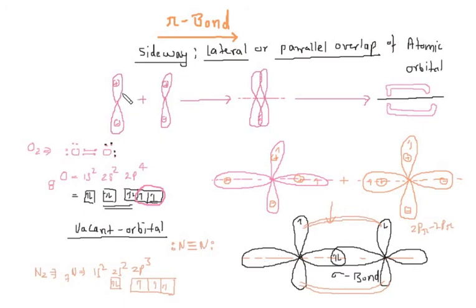Now I'll move to another type of sideways overlapping. The one which we have studied right now is PP overlap. It is nothing but PP overlap, and it is responsible for the formation of the pi bond. Let's move to the next one. We'll move towards PD overlap. So here we'll be talking about PD overlap.